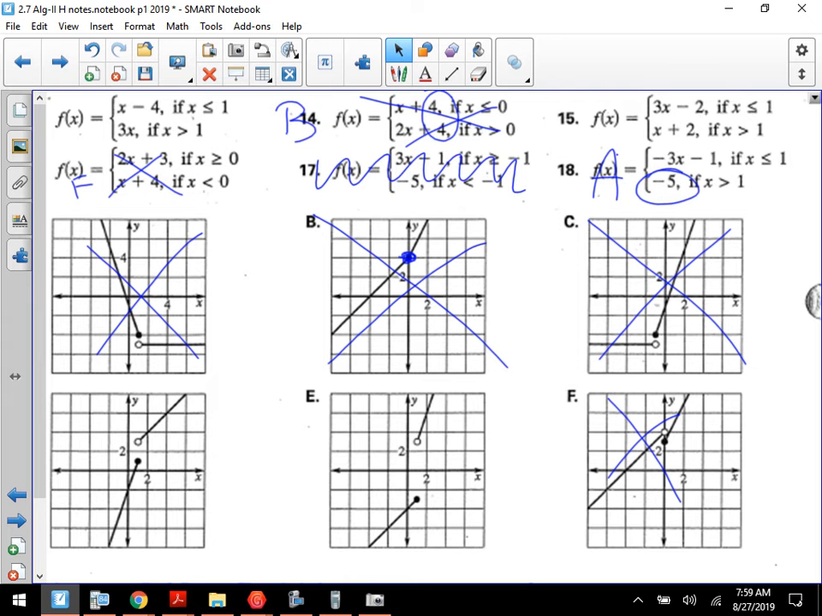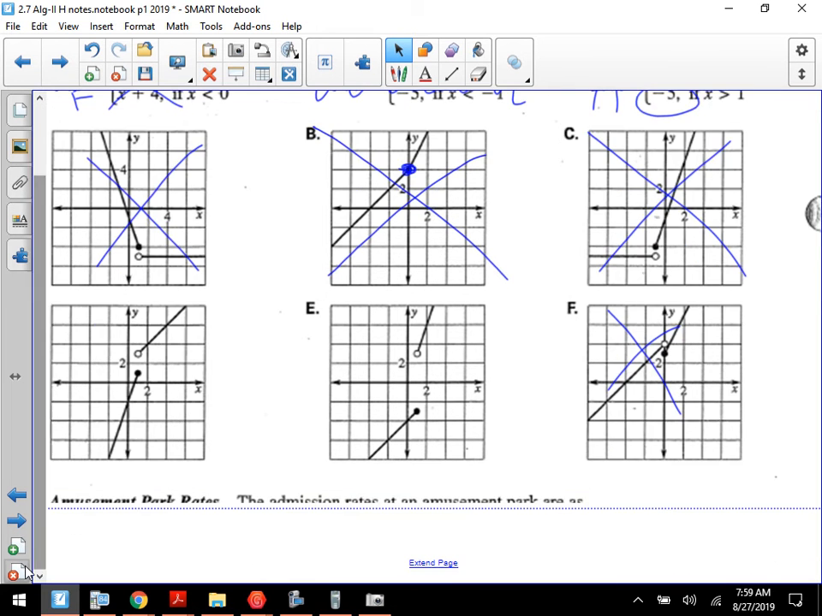The last 2 you have for what is it? Number 13 says x minus 4 and 3x. So if it's x minus 4 and 3x, and it's changing at 1, one of them would have had a y-intercept of -4. One of them would have had a y-intercept at 0. Well, if I'm just looking back at my graphs, the only 2 that are left are D and E.